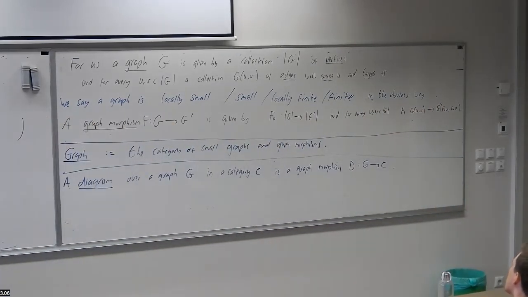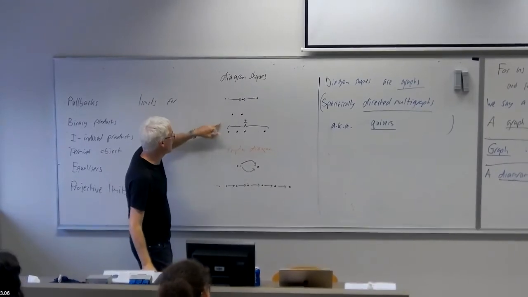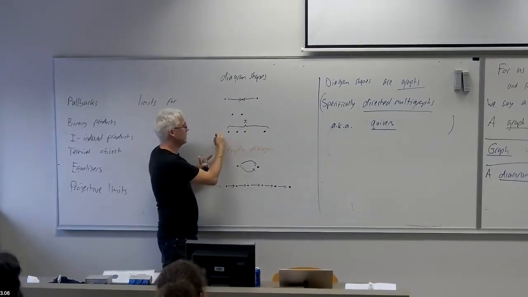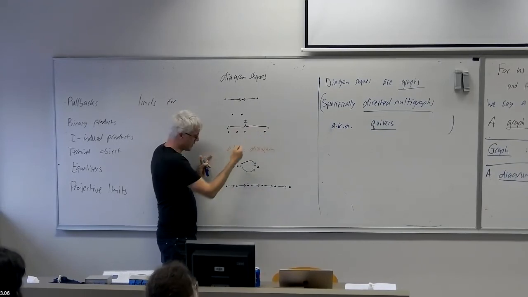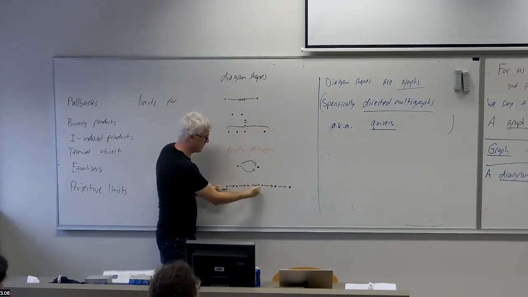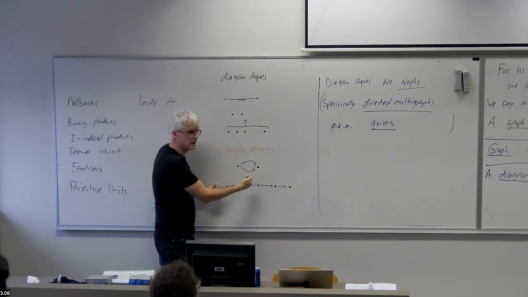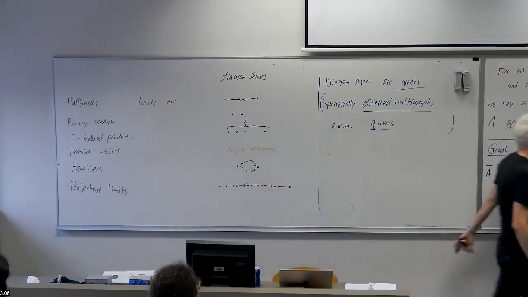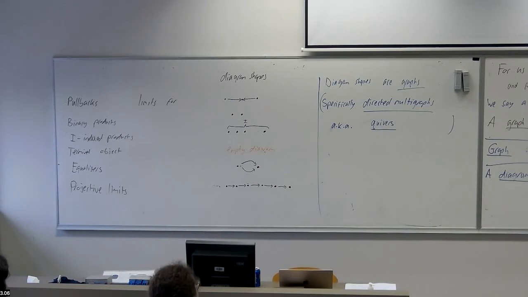So when we started off with our diagrams, considering the different notions of limits, we were taking these graph shapes here, and we were assigning names to all the vertices as objects, and we were assigning names to all the arrows as morphisms. And such an assignment is given by a graph morphism from the graph, which is the shape, to the category.